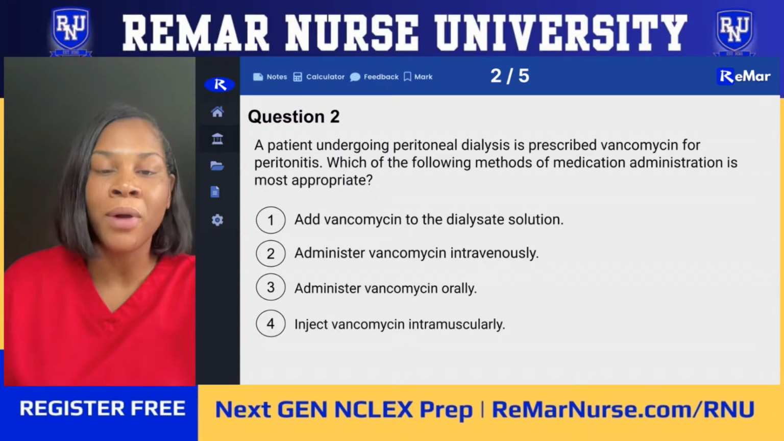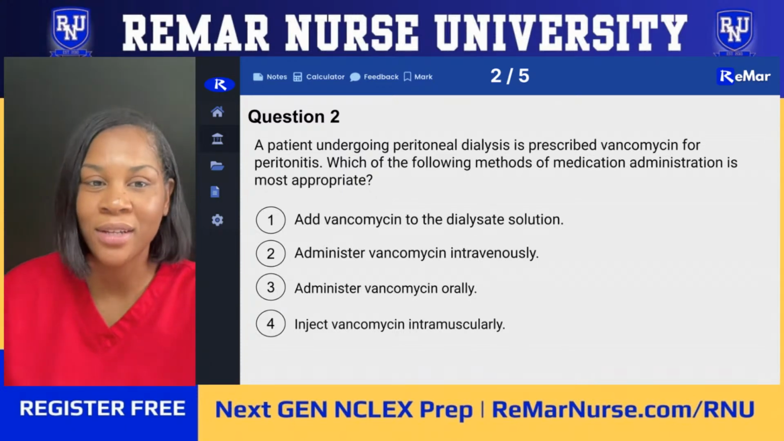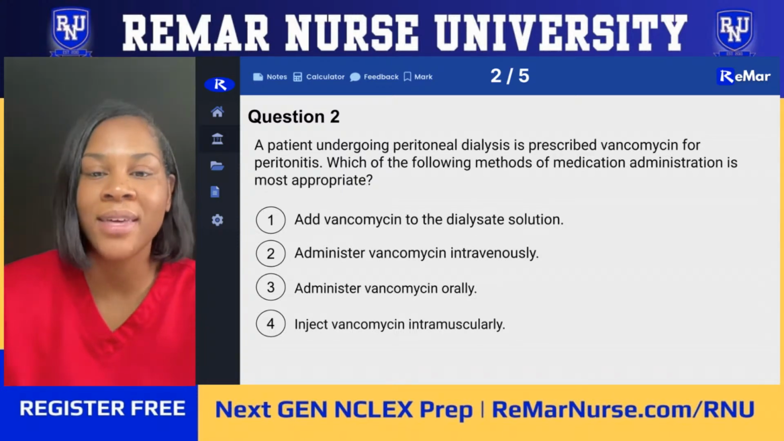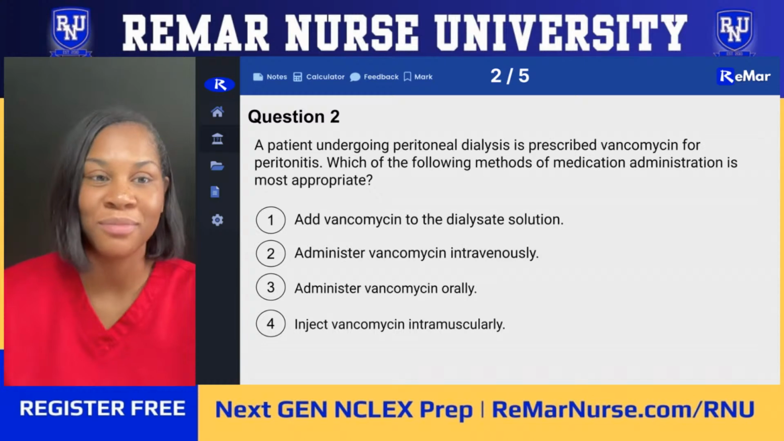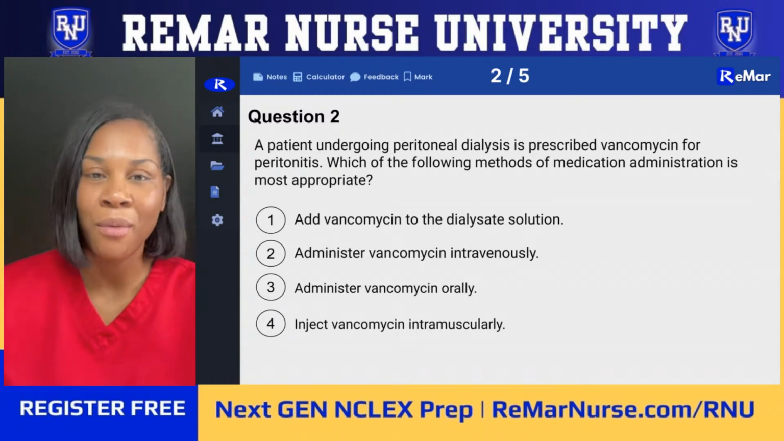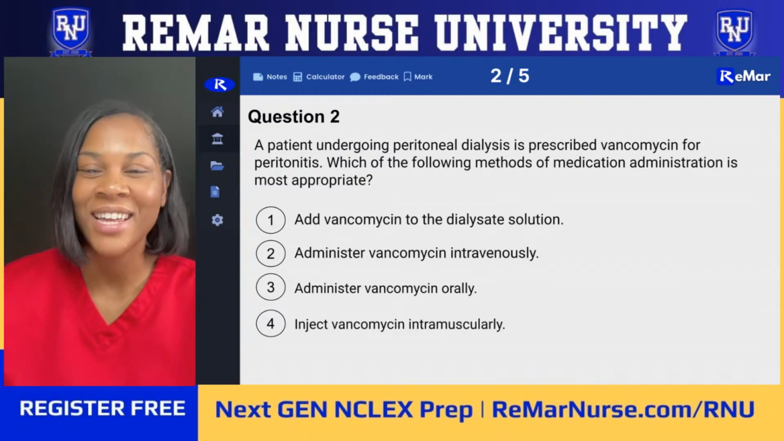A patient undergoing peritoneal dialysis is prescribed vancomycin for peritonitis. Which of the following methods of medication administration is most appropriate? Number 1, add vancomycin to the dialysis solution. 2, administer vancomycin intravenously. 3, administer vancomycin orally. 4, inject vancomycin intramuscularly.